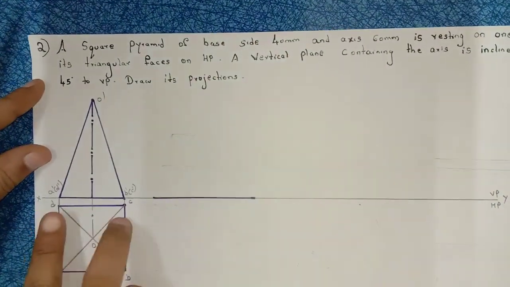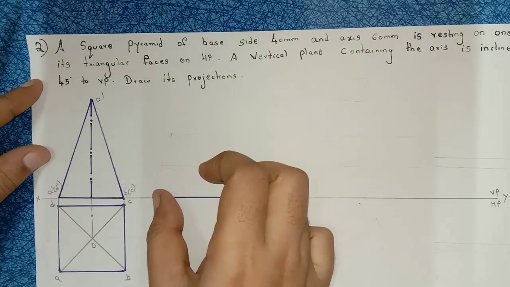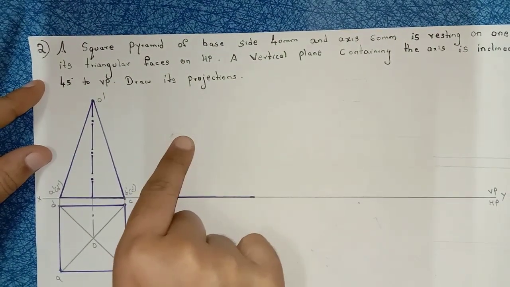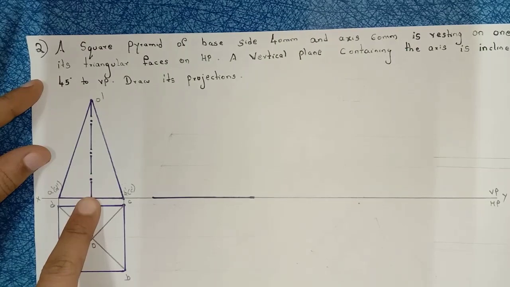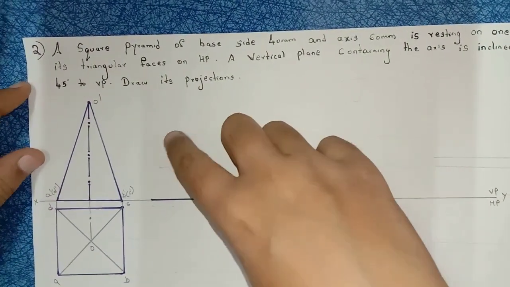Now what I will do, I will take this distance with compass. I will keep my compass here. I will draw an arc. So this distance is completed. Then next I will take this distance with compass. I will keep my compass here. I will draw an arc.